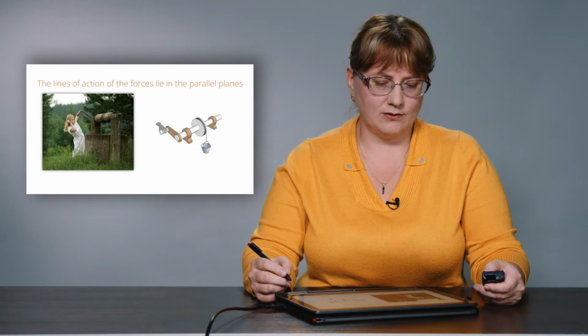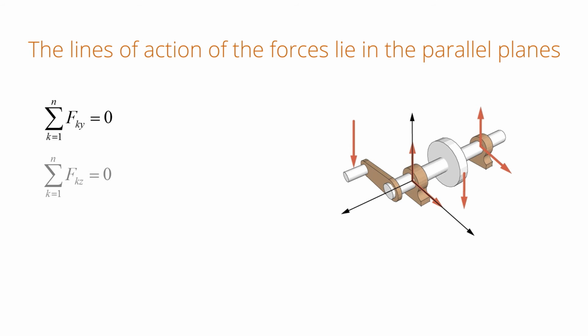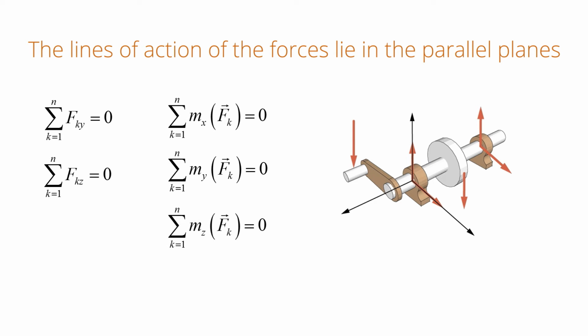When the lines of action of forces lie in parallel planes, we also obtain 5 independent equations, but this time they are the equations for projections of all forces on the axis y, z, and 3 equations: the sum of moments of all forces with respect to the axis x, y, and z.